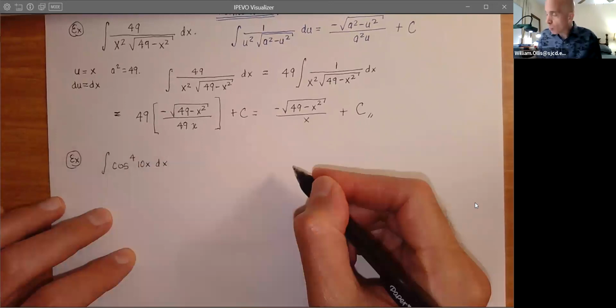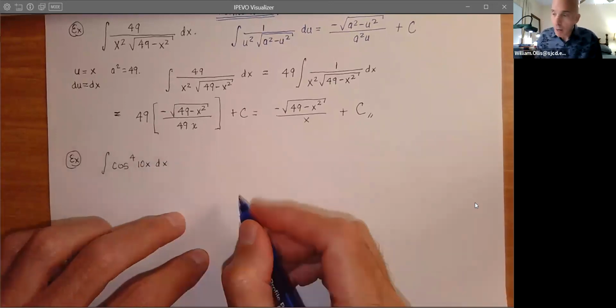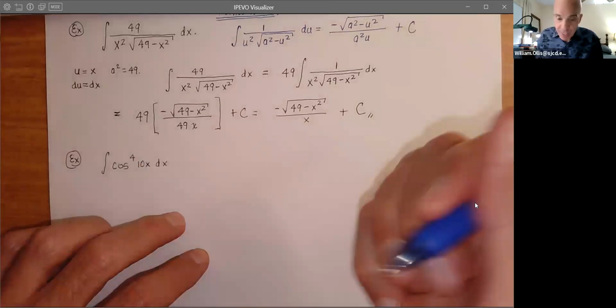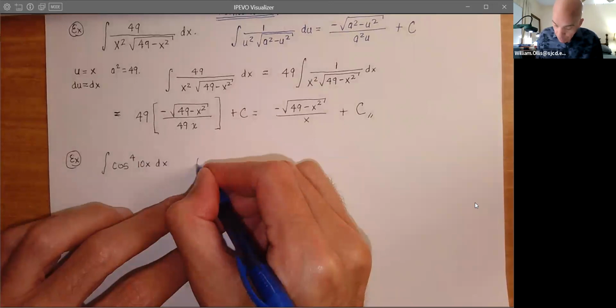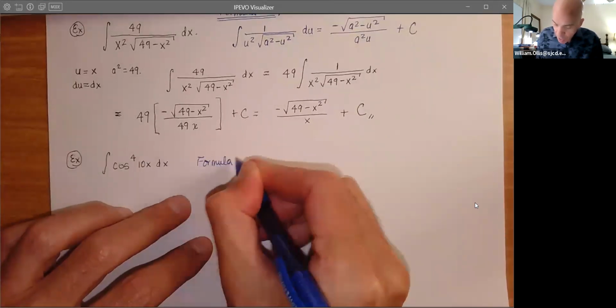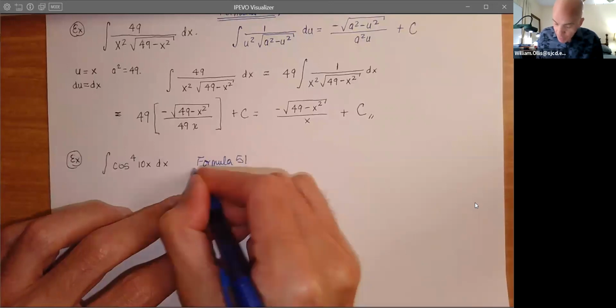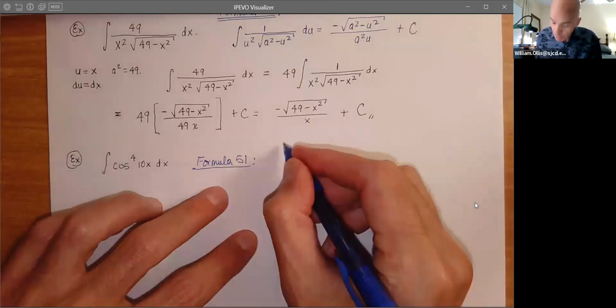And now, when we use our formulas, if I look into the integral table, this is going to be formula 51. You've written this one down before. It's always good to kind of go back to something and just to see how much simpler it's going to look now. And the formula looks like this.